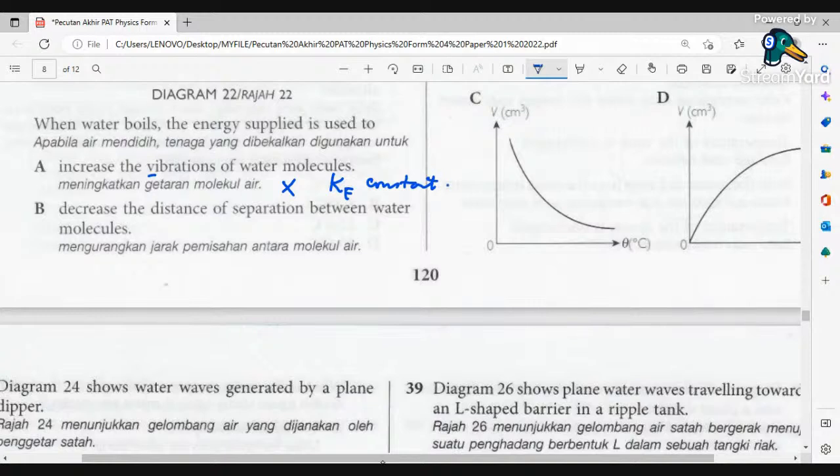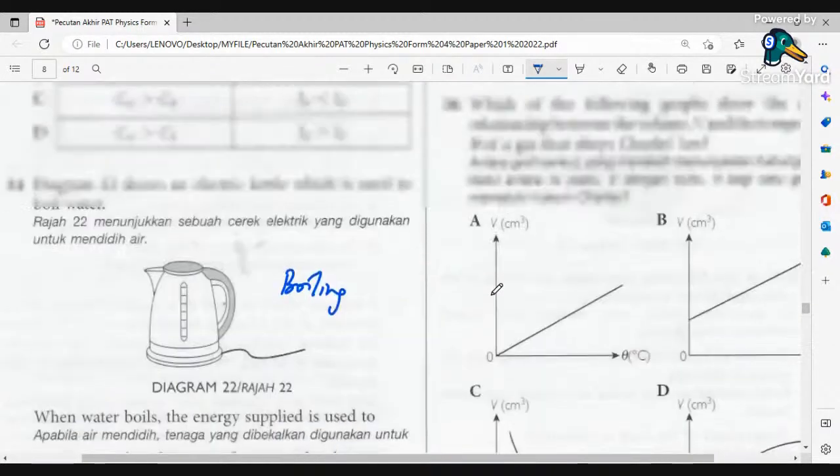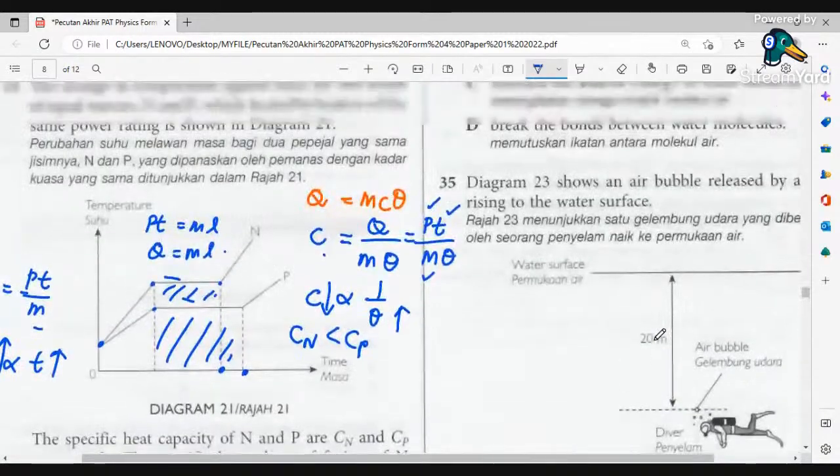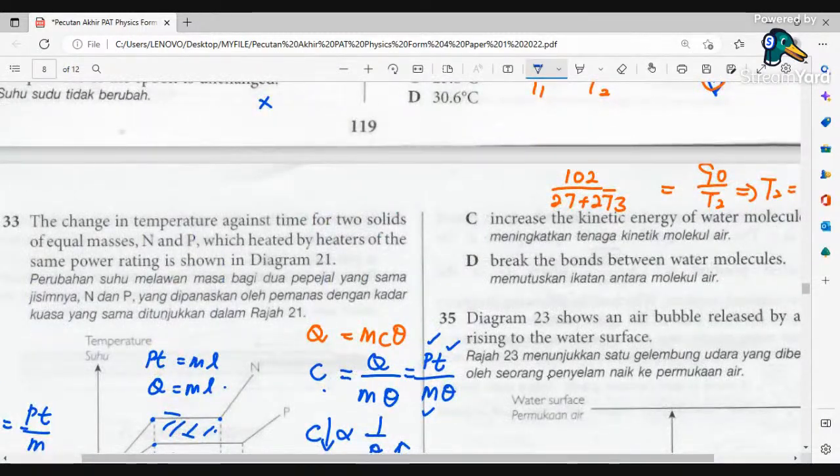Constant. Decrease distance, wrong, not decrease, increase. If decrease distance, it will become solid. Liquid becomes solid. Increase kinetic energy, no. Latent heat, no change in temperature, no change in kinetic energy. Break the bonds between water molecules. So we can say this is correct. Thus the molecule will now change to steam or gas.